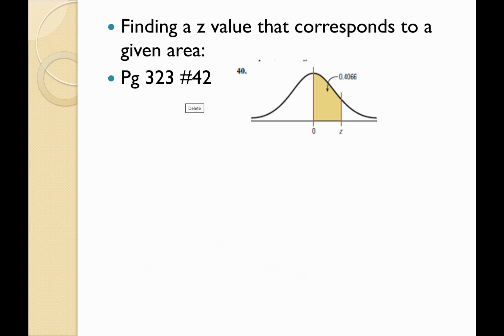Now the other piece that we need to be able to do is work our way backwards. What if we have a specific percent, a specific proportion, or a specific area that we have, and we want to find the z value that matches up with it? Now this comes to you from page 323 in your book. I did just copy and paste it from there. So let's take a look at what we're trying to find. We know the area. We're trying to find the z that matches it.